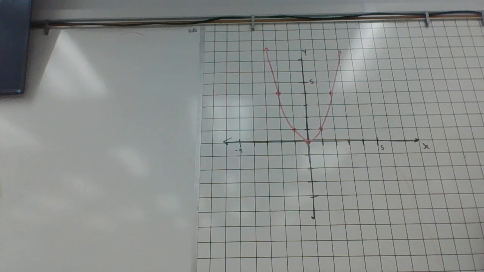The vertex is the most important point. It's the center of the parabola. Not every parabola is centered in the middle at 0, 0. We're going to move them around. They might be over at 4, 1 or 5, negative 2. Wherever the center is, you call it the vertex.